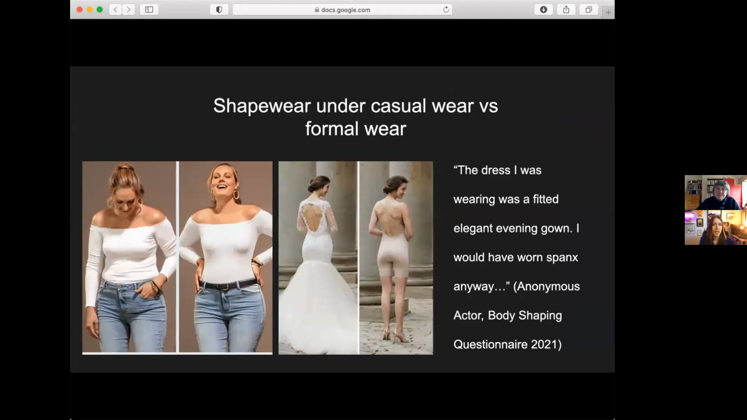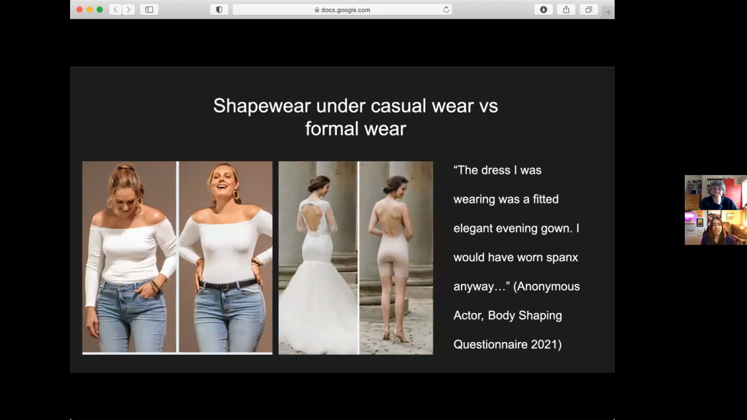So, shapewear under casual versus formal wear. Modern shapewear is often introduced during fittings in order to aid fitting into or filling out a costume, or to eliminate bulges or rolls. In cases such as these, if modern shapewear is not character appropriate or prescribed by the script, it usually becomes a comment on the actor's body.